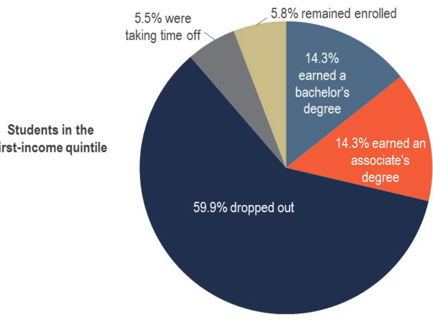Now, out of those, we see that nearly 15% earn an associate degree and a bachelor's degree, respectively. 6% remain enrolled, and 5.5% take some time off deliberately. And that's in the first income quintile. In other words, this is within the first year of a college student's tenure at their diploma or degree granting institution. So how can you make sure that you don't fall into this statistic?